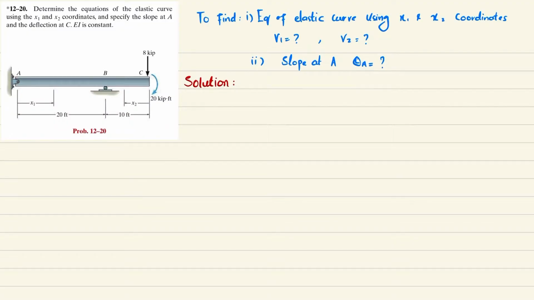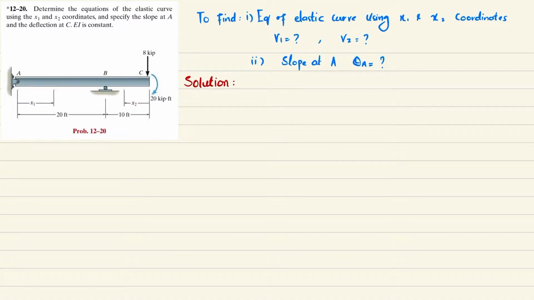So we will find the equation of the elastic curve in terms of coordinate x1, which is v1, and in terms of coordinate x2, which is v2, and we have to find the slope at point A and deflection at point C. You can see that due to this loading, we will have the equation of slope like this one. So we will have this deflection, which is vC, and we have to find the slope at point A. So let's start with the solution.